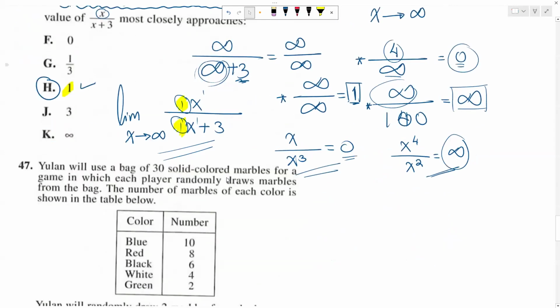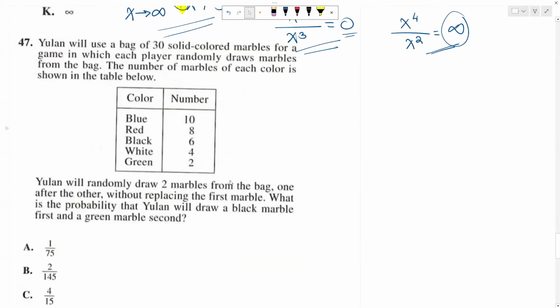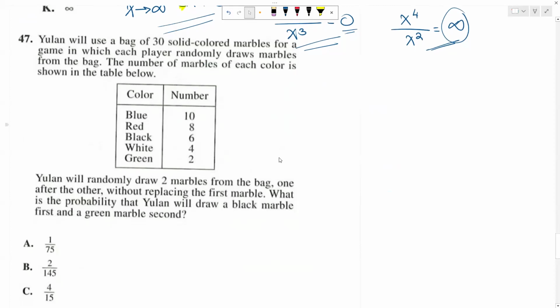Let's go to number 47. Yulan will use a bag of 30 solid colored marbles for a game in which each player randomly draws marbles from the bag. The number of marbles of each color is shown in the table below. Yulan will randomly draw 2 marbles from the bag, one after the other, without replacing the first marble. What is the probability that Yulan will draw a black marble first and a green marble second?